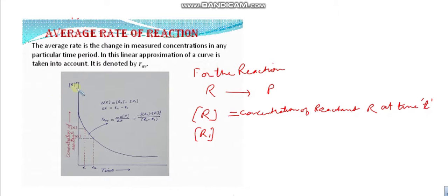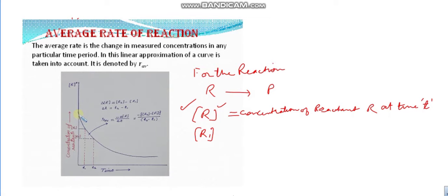Means look at this graph. Along x-axis we have taken time and along y-axis we have taken concentration of reactant, and for this reaction R is equal to P. So here R is the concentration of reactant at time t, and let you know as time will change, the concentration of this reactants will decrease. So we will get a graph of this type.